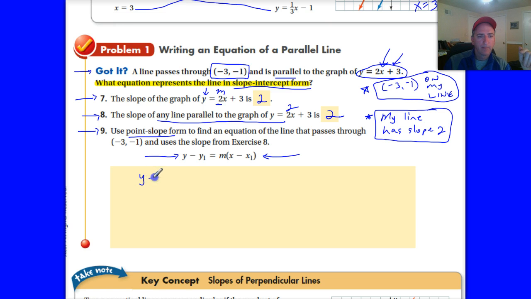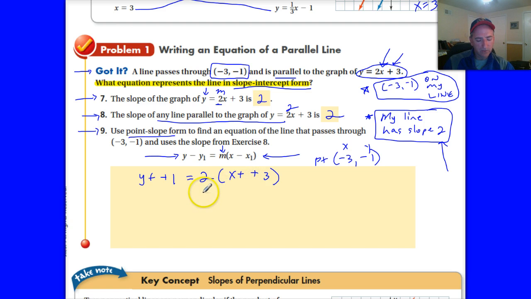Y minus, now I know I have the point, -3, -1. Okay, so there's x, y. So y minus -1 is equal to the slope is 2. Remember, we figured that out here. Times x minus the x value is -3. Now let's go through and let's change this to addition. Minus negative is plus positive, minus negative is plus positive.